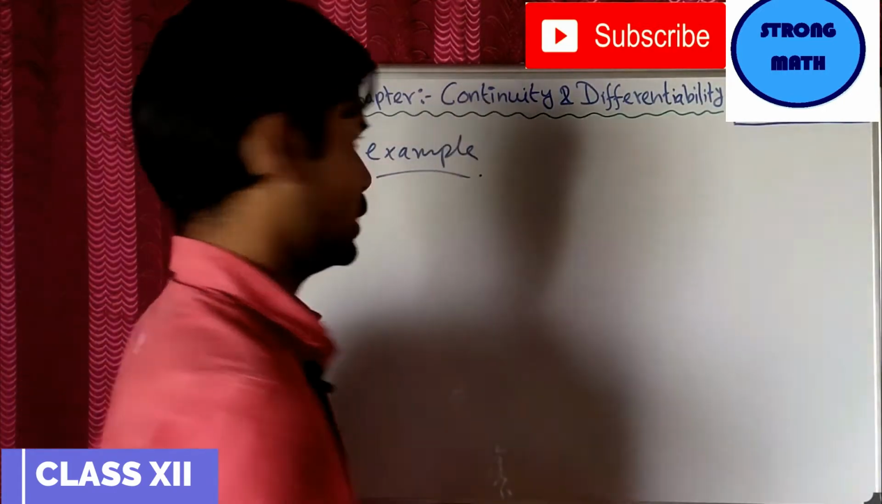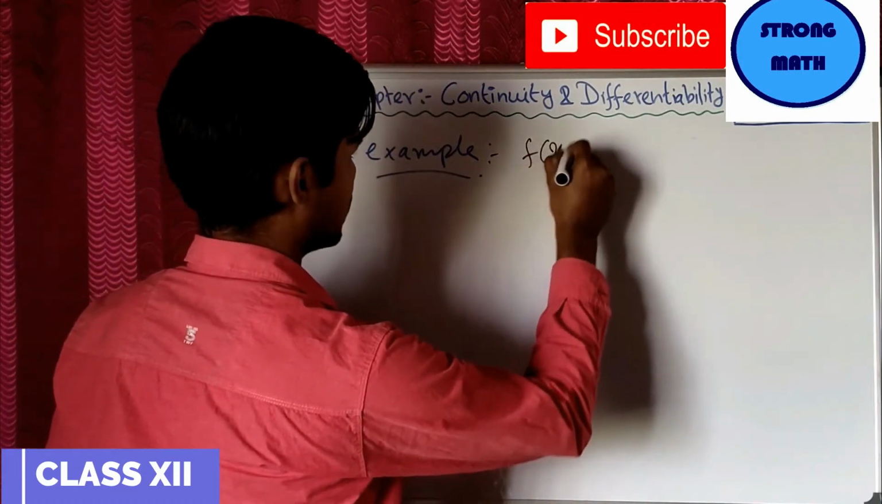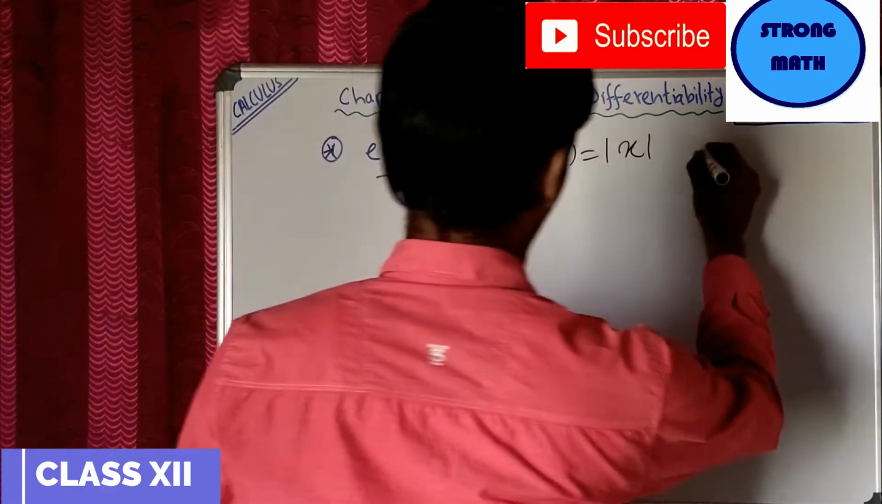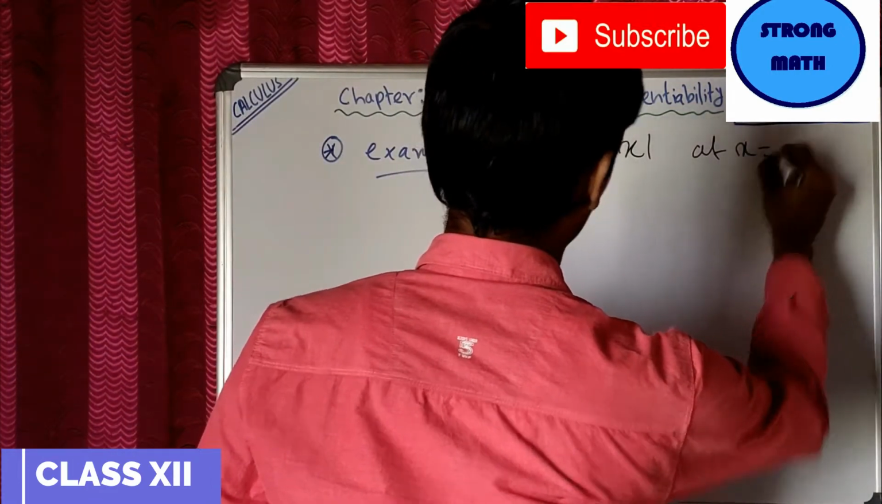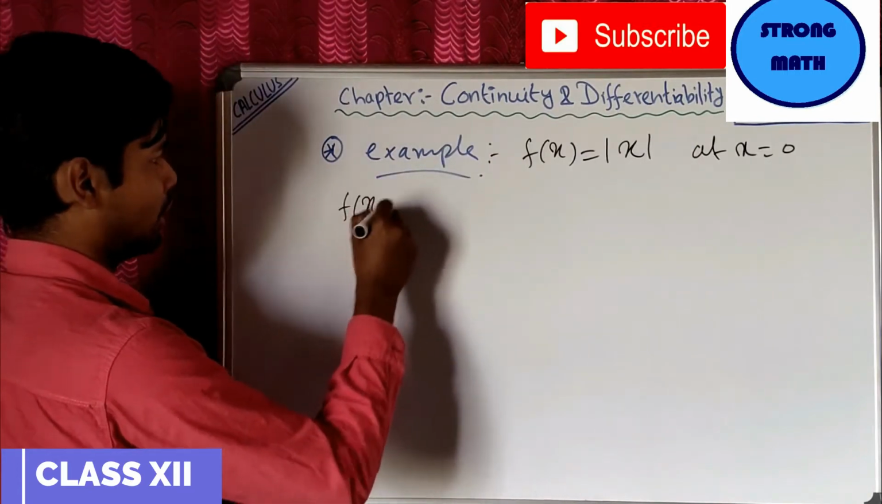Another example, where there is a break: suppose f(x) equals mod x, and check the continuity at x equals 0. At first, look at the definition of this function.